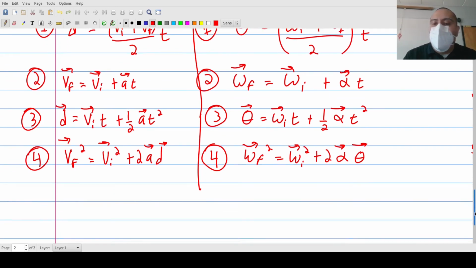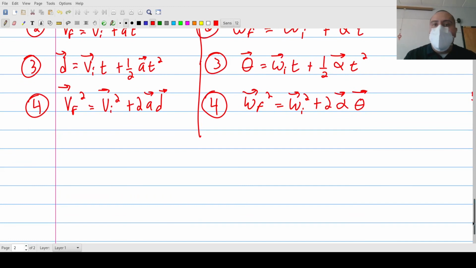All right, so that's really all there is to it as far as angular velocity and angular acceleration go.